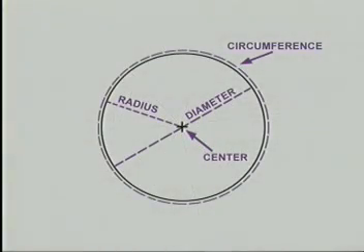A circle has three major features: the circumference, which is the distance that makes up the outside of the circle; the radius, the distance from the center of the circle to the outside arc of the circle; and the diameter, the distance that begins and ends on the circumference of the circle and goes through the center of the circle.